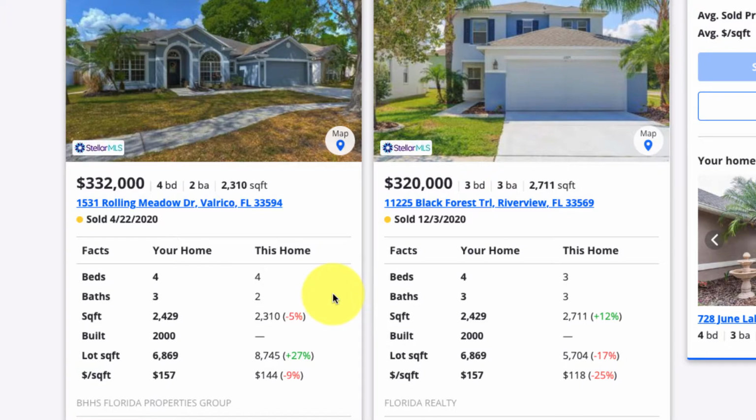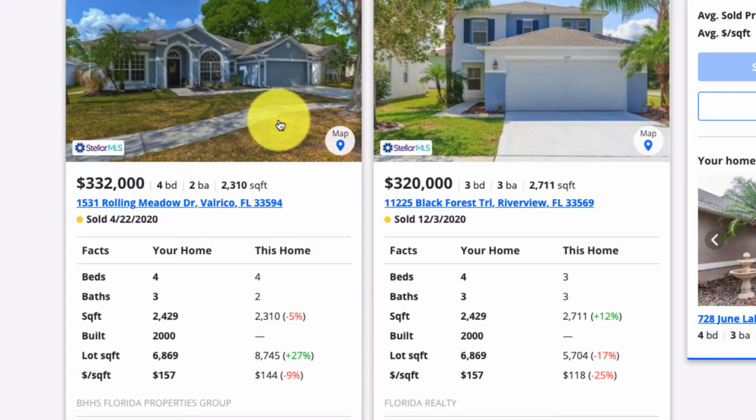So we could see that this home has two bathrooms instead of just one. Sorry, instead of just three. The square footage is -5%. It's a little bit less square footage, but still relatively in the ballpark. Back in the blog, it did say to stay within 300 square feet, so we're in that, so that's fine.